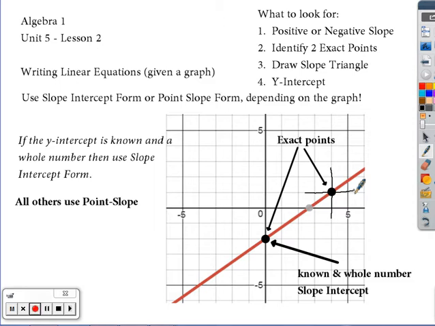The y-intercept as a known integer value means that it's touching the y-axis at a whole number, so at one of those hash marks. We're not guessing. We're not saying, oh, well, it looks like a half. It has to be a whole number if it's going to count for the y-intercept. Let's take a look at some examples.